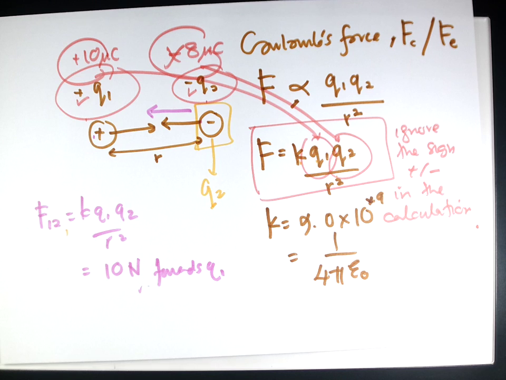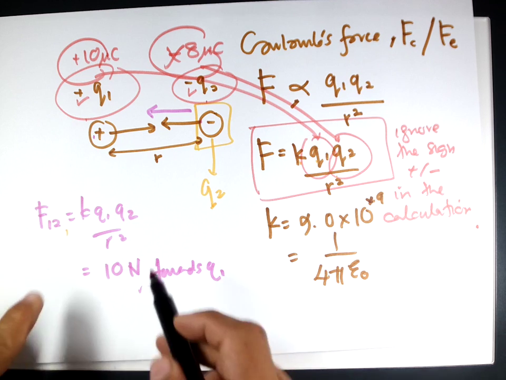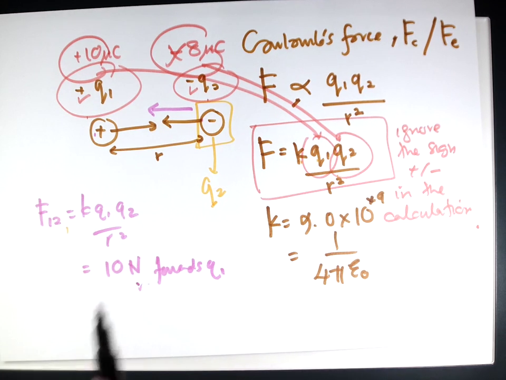Okay, if I change the question to calculate the net force acting on Q1, you will get the same answer, 10 newtons. But where is the direction? Towards Q2, or to the right. So that's how it works. In our syllabus, we're going to have a maximum of 4 charges. So don't worry, maximum 4 charges only.